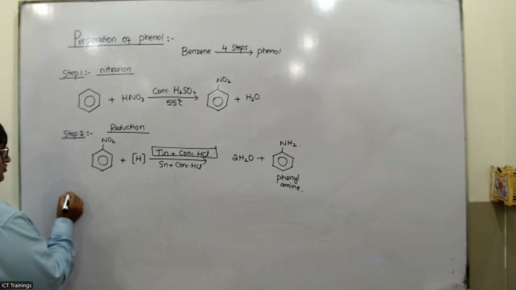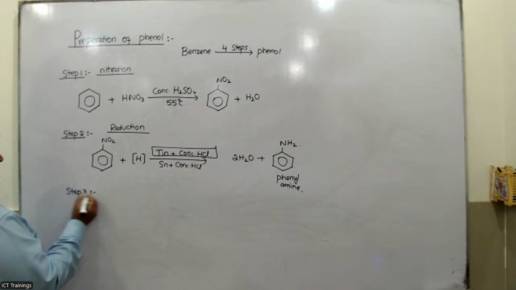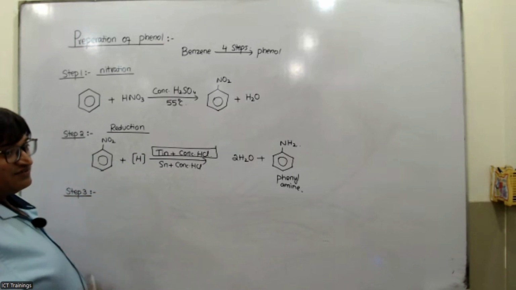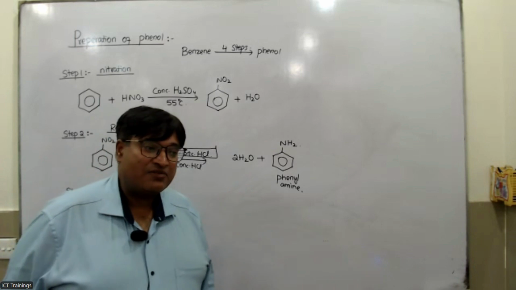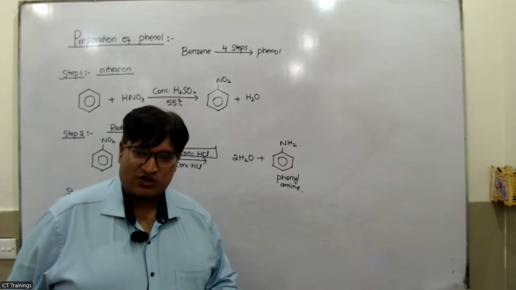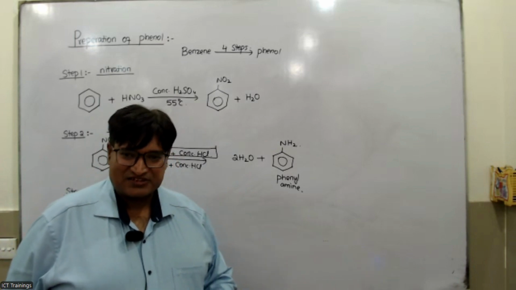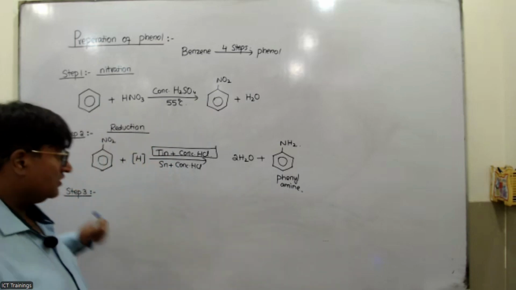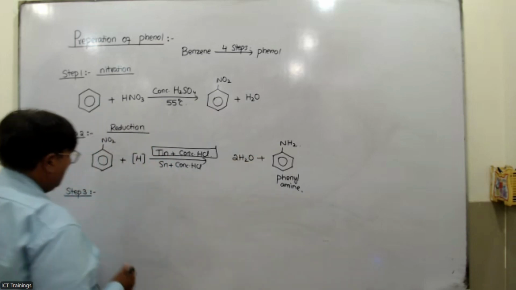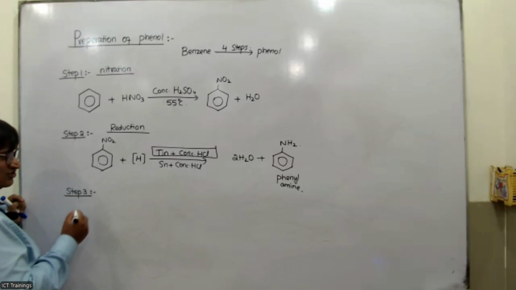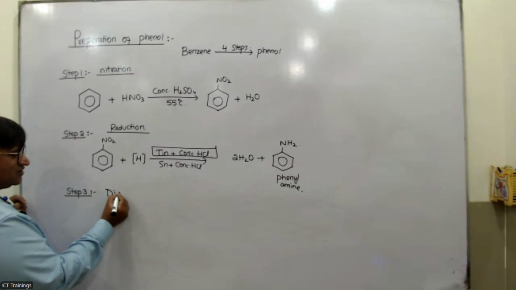Now comes step 3. This step 3 is a little bit difficult, and it will come in the next upcoming chapter as well. So please just focus up here. Everybody, please listen to this whole thing very carefully. I'm going to draw this phenylamine up here. This reaction is called the diazotization.